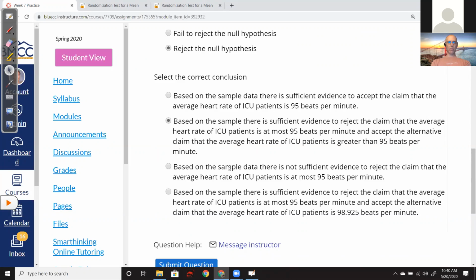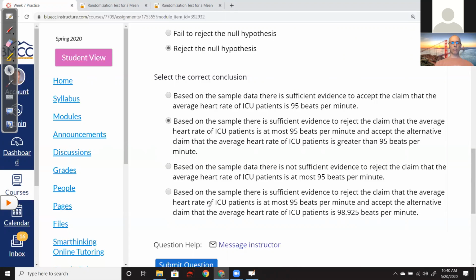And accept the alternative claim that the average heart rate of patients is, okay, we can never accept an alternative that something is equal to. We can never prove something's equal because we never have all of the data. And that's the sample value. We don't know the average of the population is 98.925 beats per minute. We don't know that. That's just this one sample. So this last one is crap.